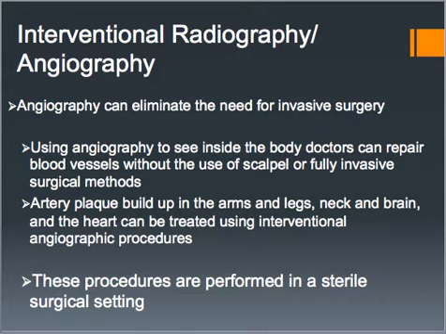But with angiography, to see inside the body, doctors can repair blood vessels without a scalpel or without fully invasive surgeries. So, pathology of the blood vessels, like plaque buildup in the arms and legs, neck, brain, and heart, can be treated using different interventional angiography procedures, such as coronary angioplasty. Coronary angioplasty is used to widen the narrowed coronary arteries. Coronary arteries, if you don't know what they are, are the main blood vessels that supply blood to the heart.